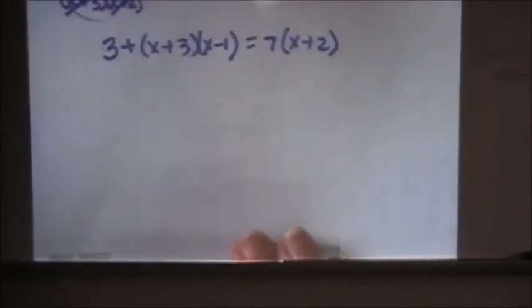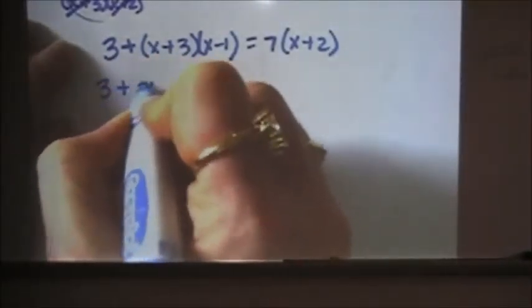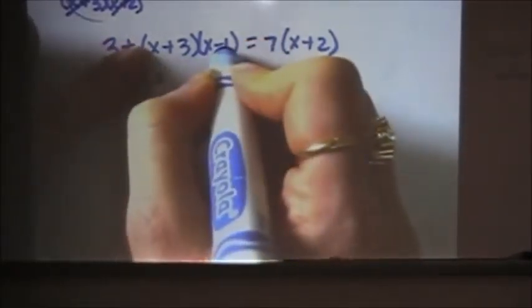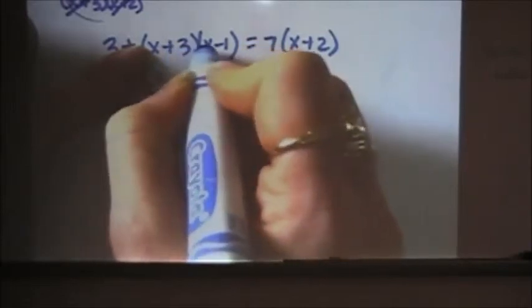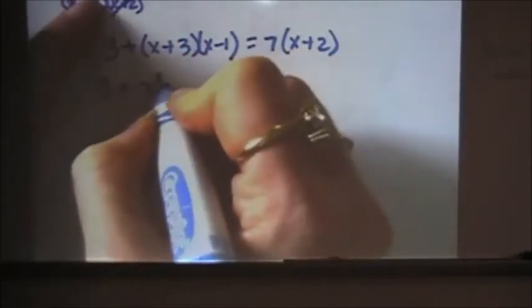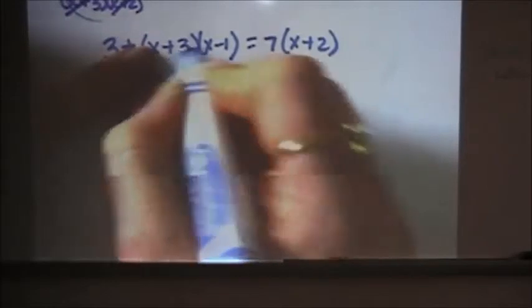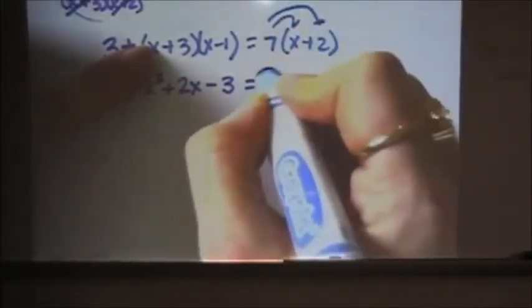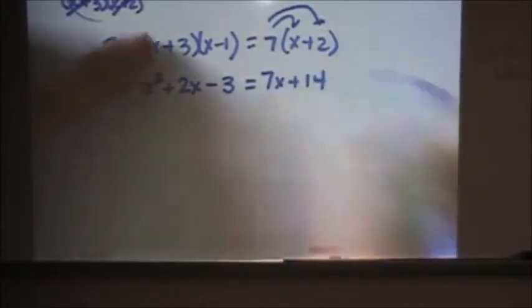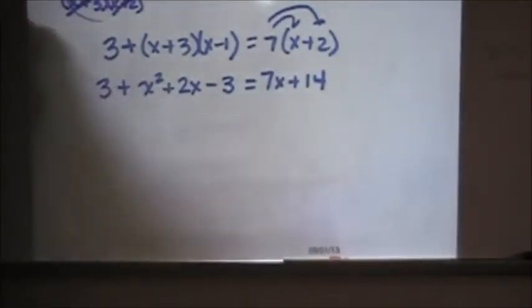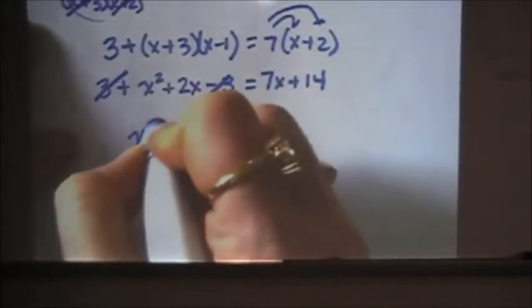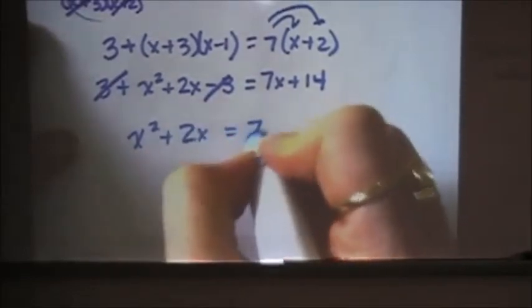Now, we're going to have to simplify this by foiling this out. X times x is x squared. X times negative 1 is negative x. 3 times x is positive 3x, so that's going to leave me positive 2x. 3 times negative 1 is minus 3. And then I'm going to distribute. Now I've got like terms I can combine on the left. 3 and negative 3, actually those cancel each other out. X squared plus 2x equals 7x plus 14.